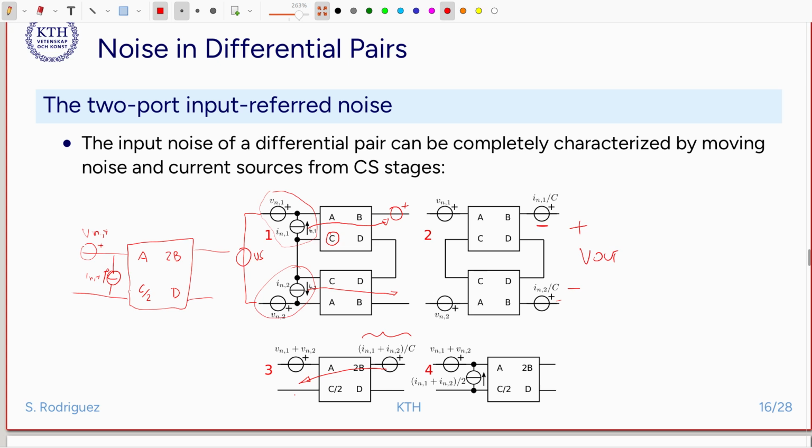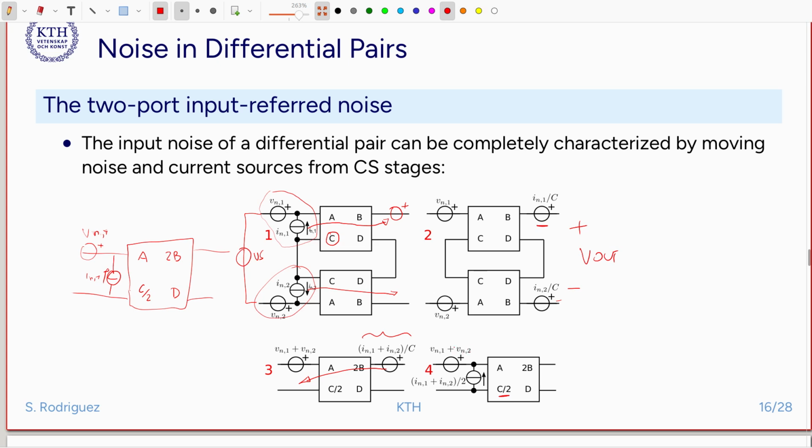by using the transimpedance again. So when we move it to the input, what we have is the following model for the differential pair. So we have that the input referred noise voltage in a differential pair is equal to the noise of one of the stages plus the input referred noise of the other stage.